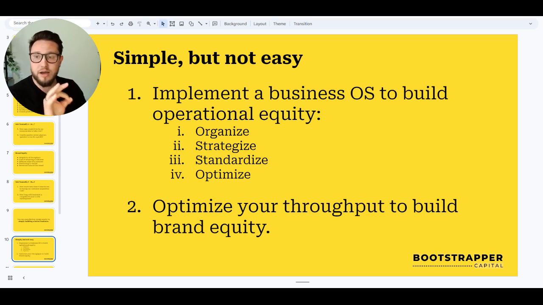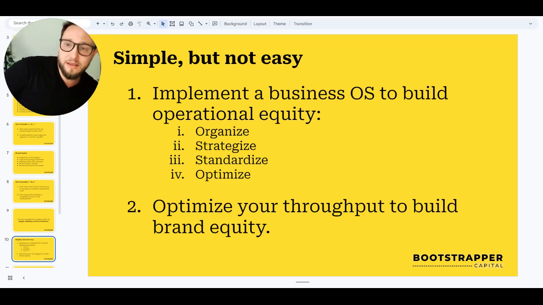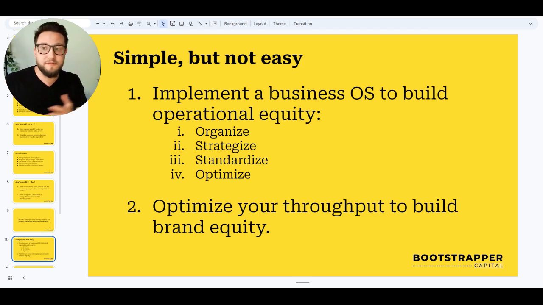Then you standardize around that strategy. And once you're standardized as a business, you start to systematically execute and optimize, and build a better business and get to that operational equity. By standing up the operating system in the first place, you're building equity. Just by implementing an operating system, I'd say you're going to increase the value of your company by 25 to maybe even 50%. In some situations, it could be 100%, a full return, just by implementing an operating system.